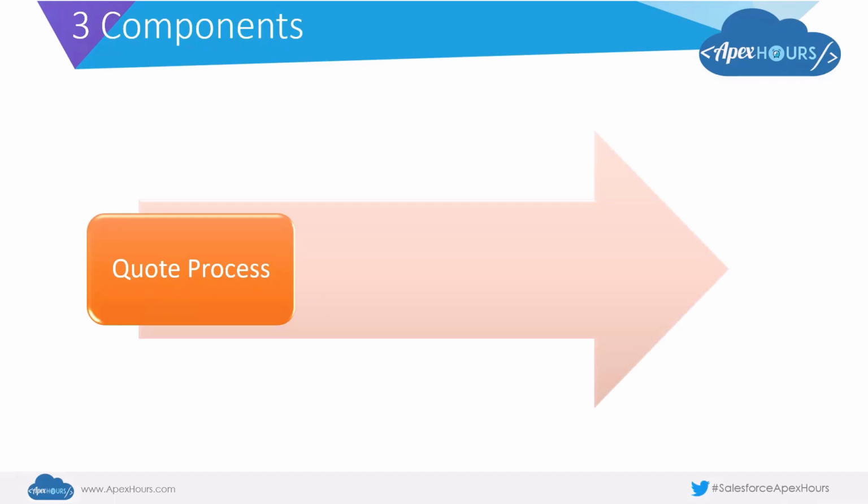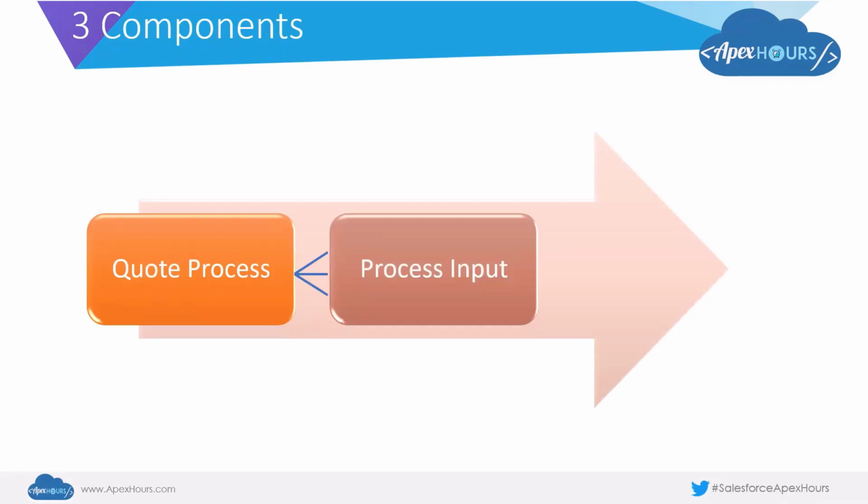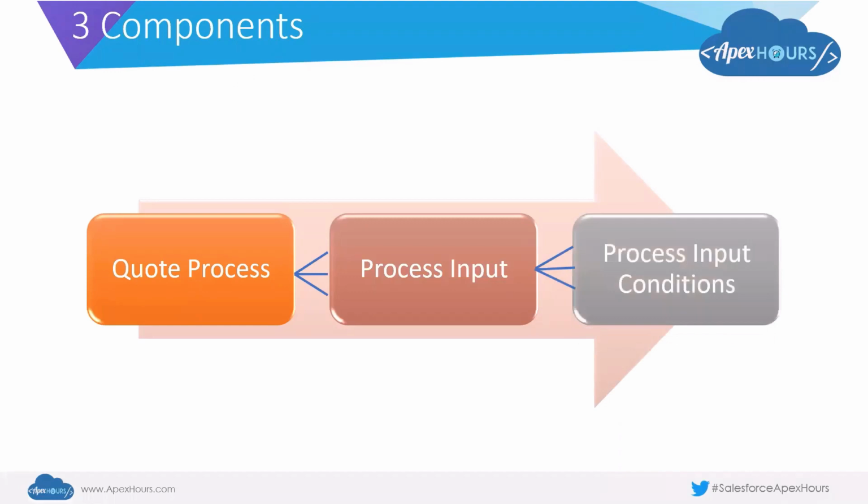The quote process record contains a related list for process inputs. These process input records are the questions and possible answers that the guided selling prompt shows. Each process input represents one question. The process input record contains a related list for process input conditions. You can define process input conditions so that the guided selling prompt only shows the process input in response to the values of other process inputs.